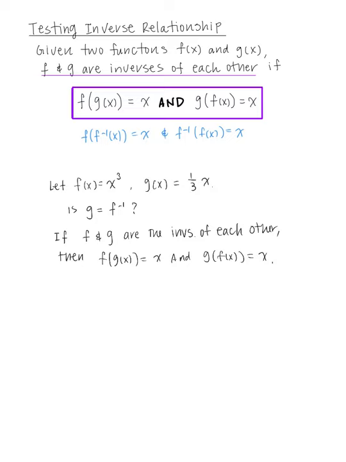So let me just check f of g of x. Remember how to compute it. We have f of 1/3 x, which is the same thing as 1/3 x to the third, which is 1/3 to the third, that does not equal 9, that's 1/27, and then x to the third. But this does not equal x, right? So in this case, we know for sure that f and g are not inverses of each other.